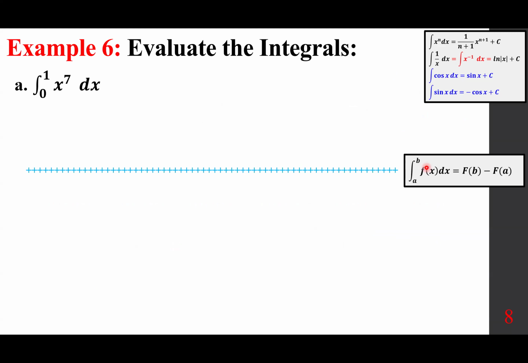The definite integral from a to b of f of x dx is capital F of b minus capital F of a. So the definite integral from 0 to 1 of x to the power of 7 dx, you integrate this, you get 1 over 8 x to the power of 8. You don't need a constant because you're evaluating. You put the 1, you put the 0, and you get 1 minus 0 times 1 over 8. We have 1 over 8.